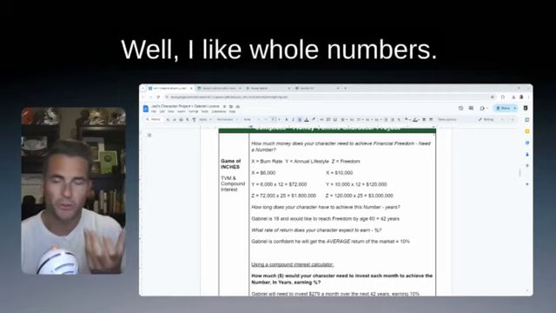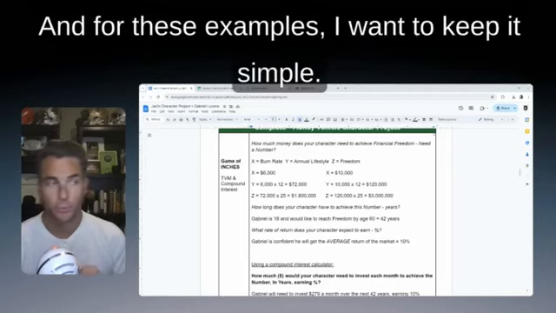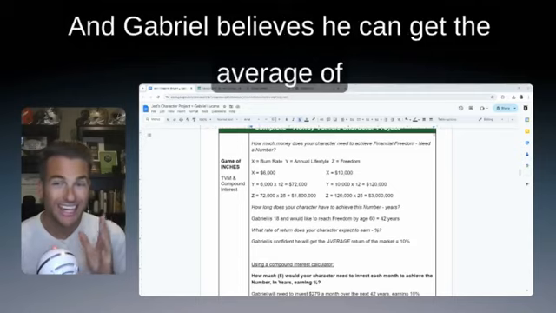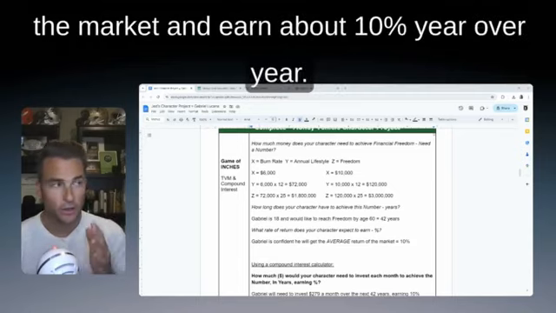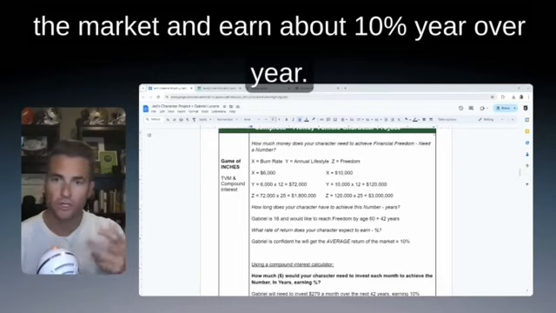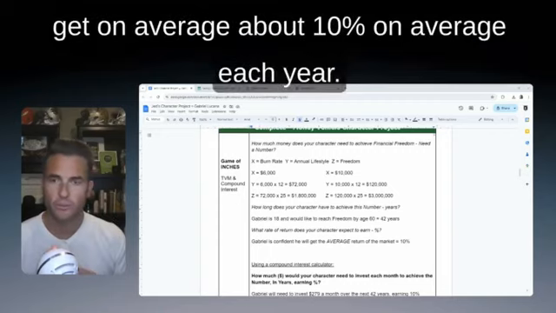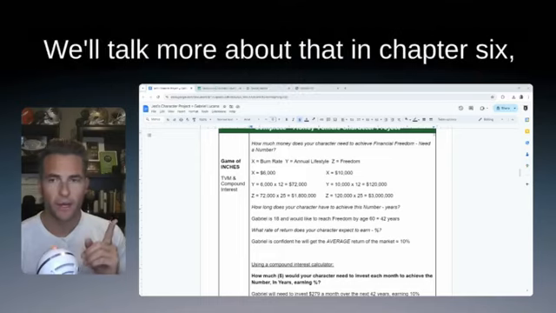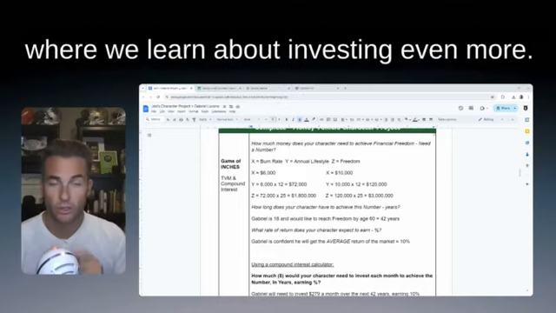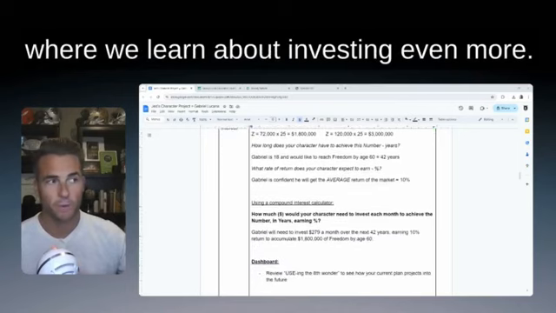Well, I like whole numbers, and for these examples, I want to keep it simple. Gabriel believes he can get the average of the market and earn about 10% year over year. Not each year, but over the 42 years, he'll get on average about 10% each year. We'll talk more about that in Chapter 6, where we learn about investing even more.